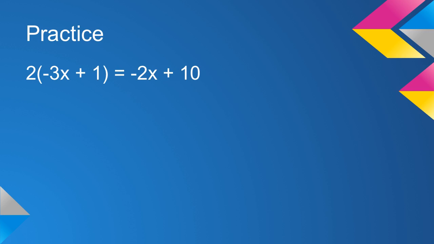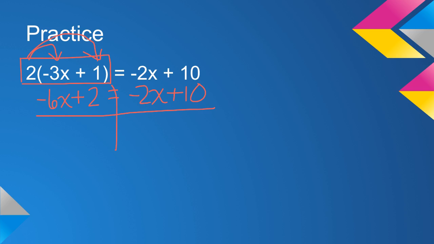Again, thinking of the skills that we've had so far this unit, when you see this, you should be thinking, I should distribute that. So let's simplify before we try and solve. So in my first set of parentheses, I would have 2 times negative 3x, which is a negative 6x. And in my second set of parentheses, I'd have 2 times 1, or 2. And then the other side looks just fine to me. Now, if you notice, I have variables on both sides, and I have constants on both sides.